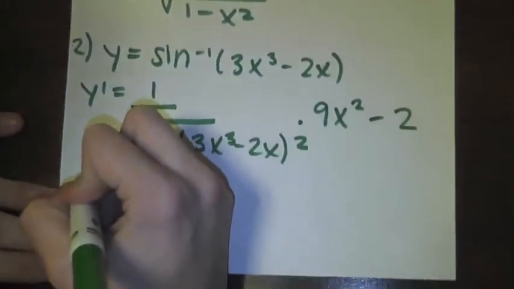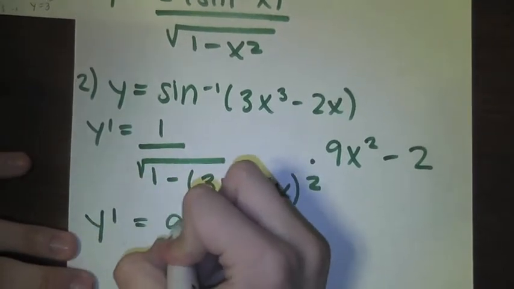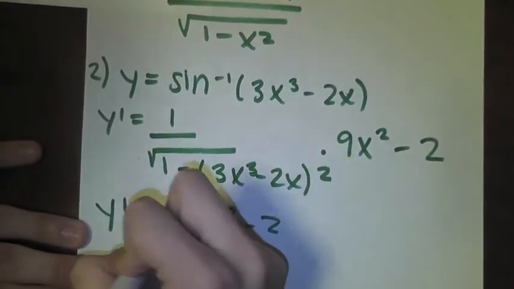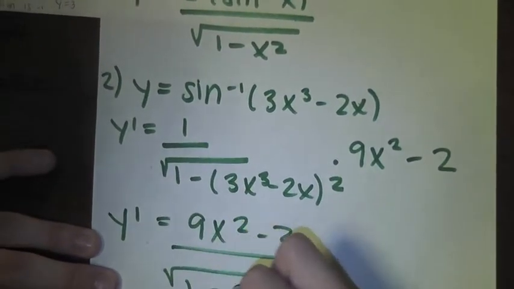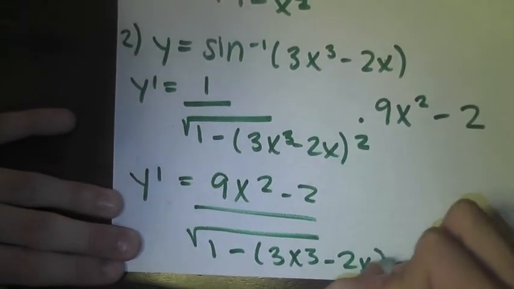Then to make it into one fraction, we do y prime equals 9x squared minus 2 over the square root of 1 minus the quantity 3x cubed minus 2x, squared.